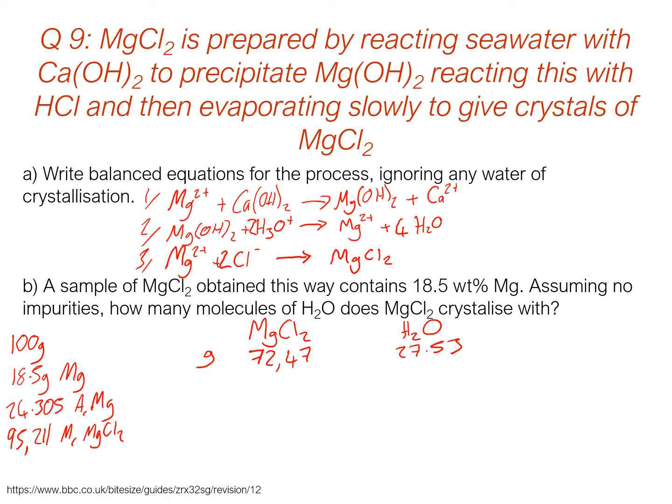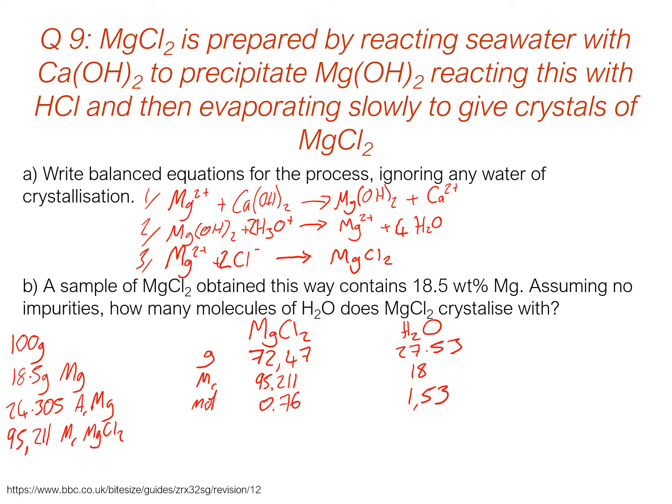So then again, we need the molecular masses. So that is 95, as we said before, 95.211 for magnesium chloride, and let's just say 18 for water. And then we divide the first row by the second to work out how many moles we've got of each. So 72 divided by 95 is 0.76. And water, we end up with 1.53. Sorry for my jumping between a decimal point and a decimal comma. That's what happens when you go from Britain to the Netherlands too often.